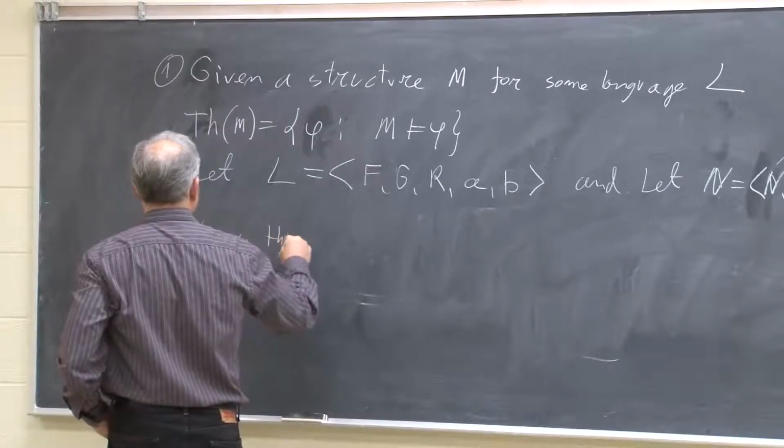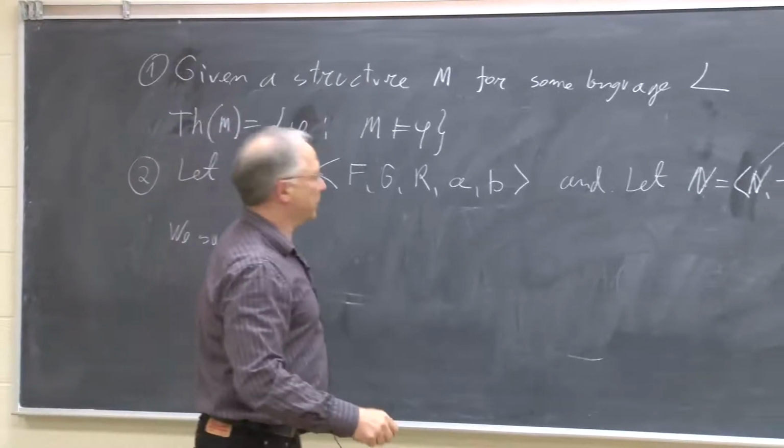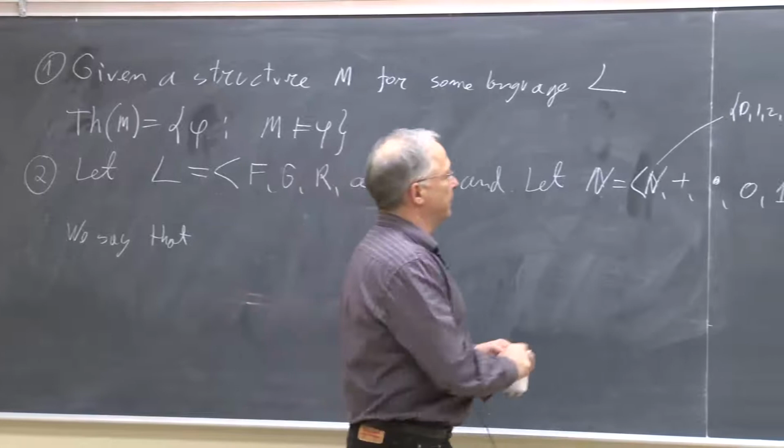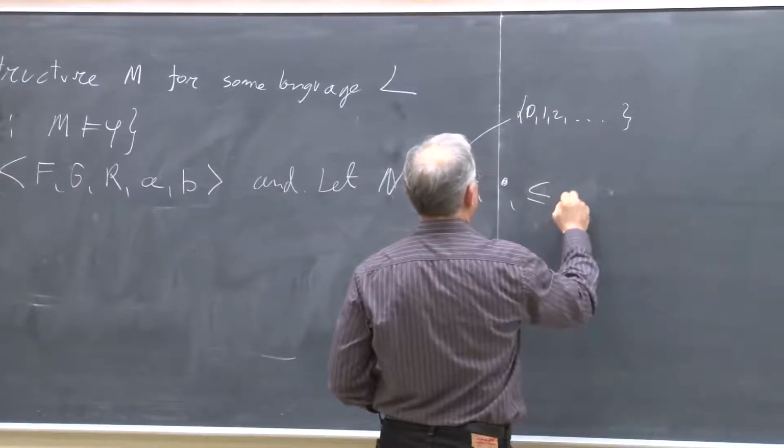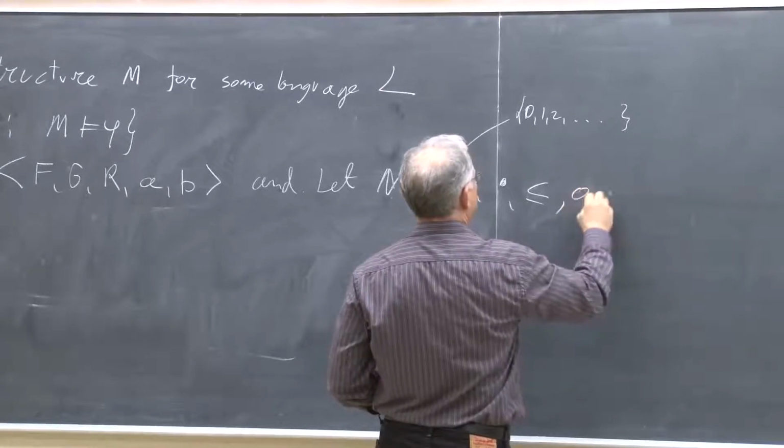You're missing the relation there. I'm missing the relation. Okay, so you're right. We have to add the relation here. The relation is less than, and then we have 0 and 1. Thank you.